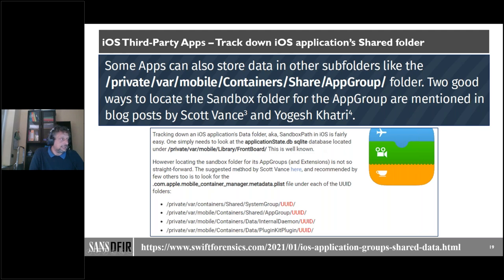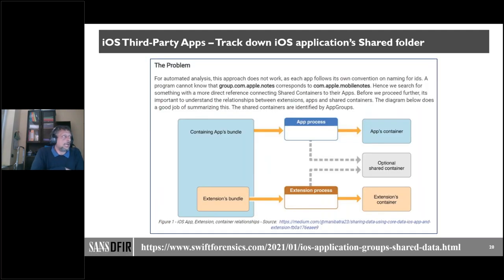This is what I showed you now. And locating the sandbox folder for its app groups and extensions is not so straightforward. There is a good method suggested by Scott Vance that means analyzing the com.apple.mobile_container_manager.metadata.plist for each and every UUID folder in these three subfolders. And I suggest you read the blog post, and this is how and why an application can use extensions and can use shared containers.